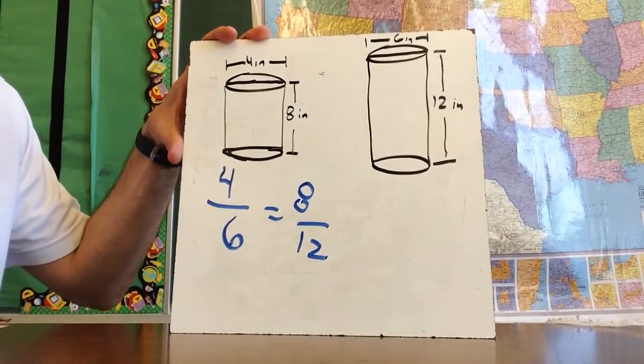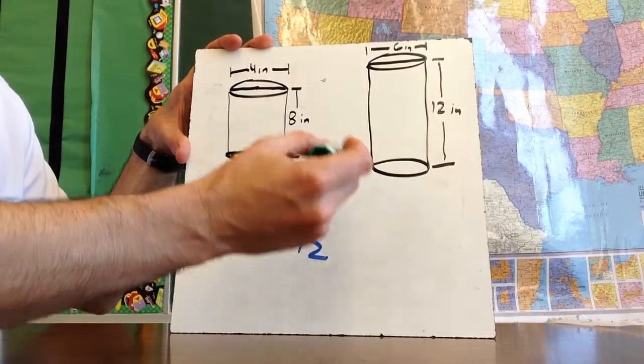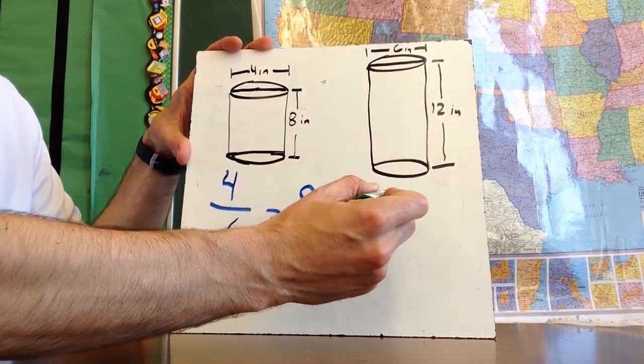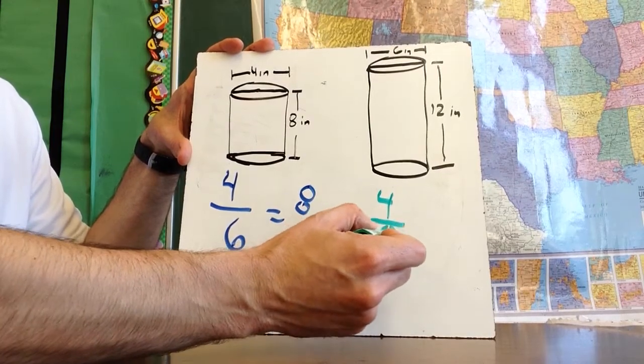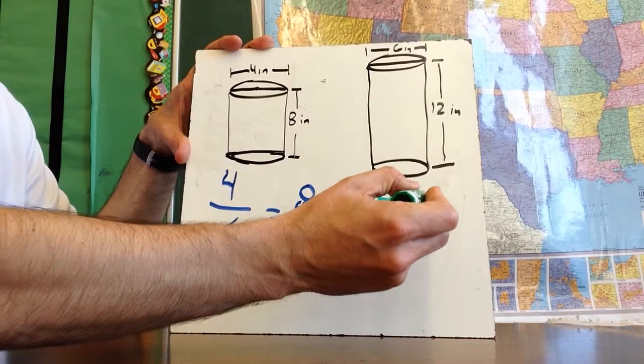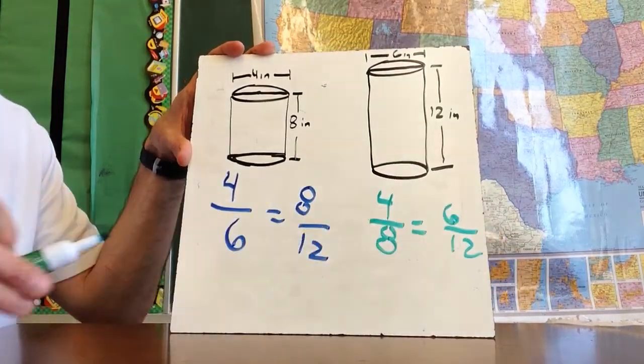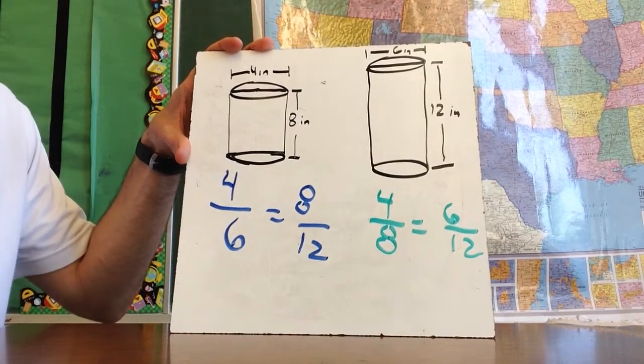Okay? Another way, let's write this in a different color, might be to take the radius of the small cylinder over the height of the small cylinder equals the radius of the large cylinder over the height of the large cylinder. Okay, now both of these are going to end up working out the same.